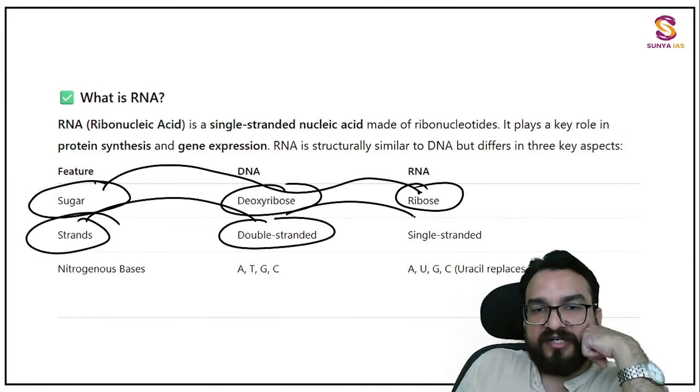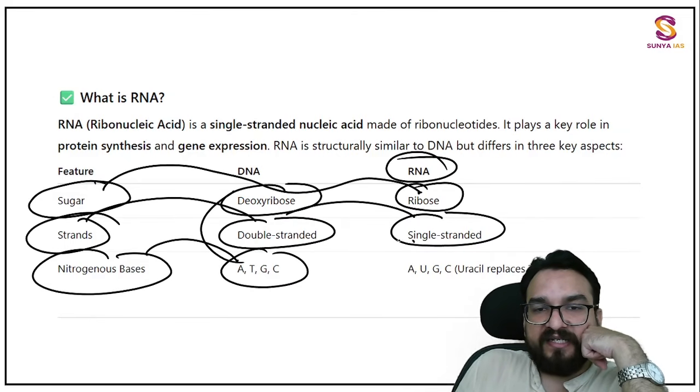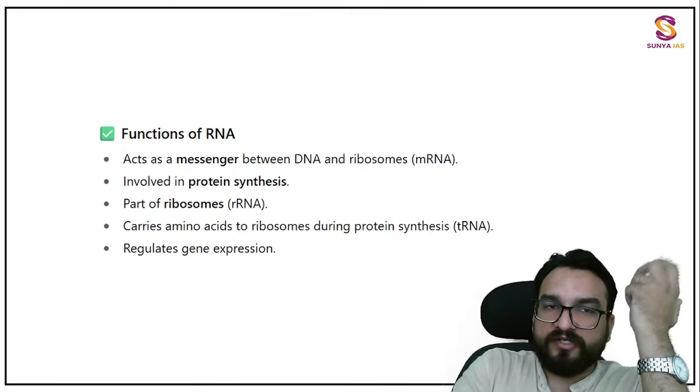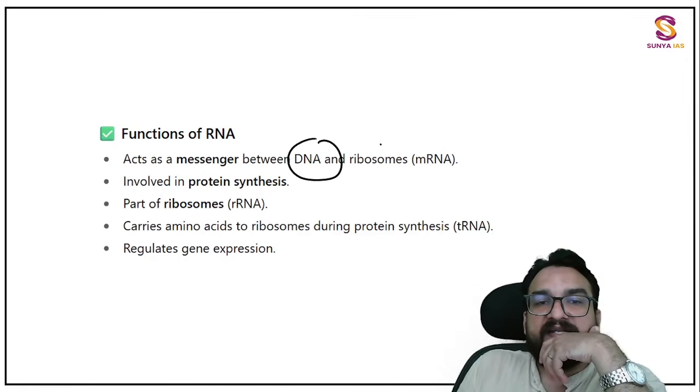Strand is double stranded in DNA, single stranded in RNA. Nitrogenous bases are ATGC in DNA, AUGC in RNA. This I have already told you, right? Easy to understand now. Its function is to act as a messenger between DNA and ribosome.